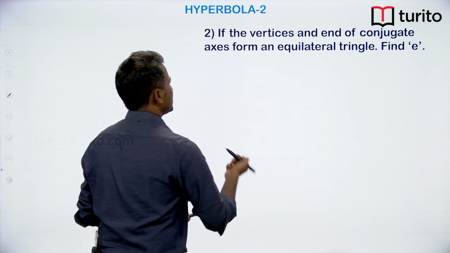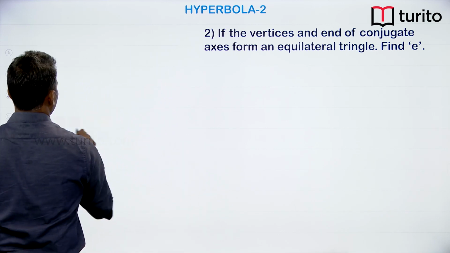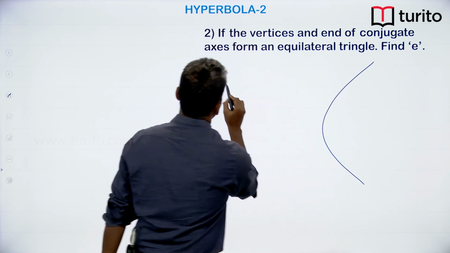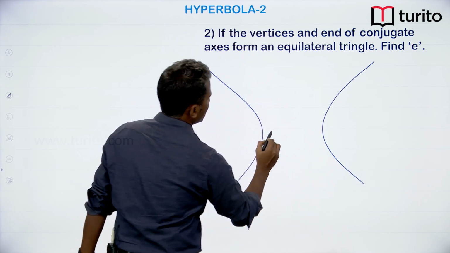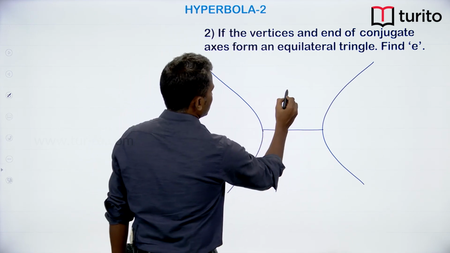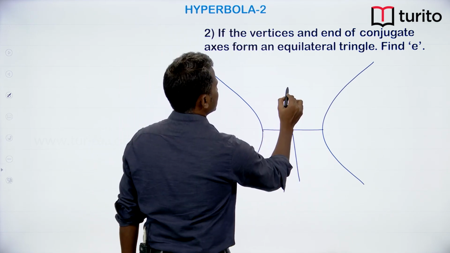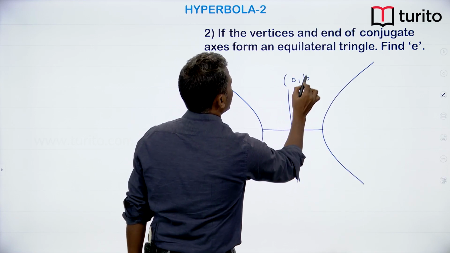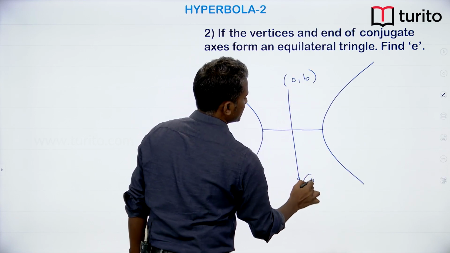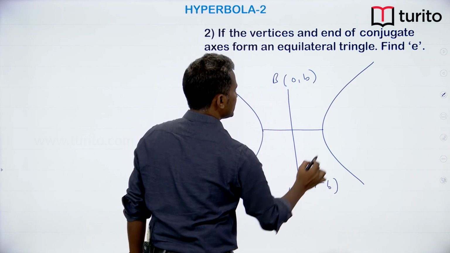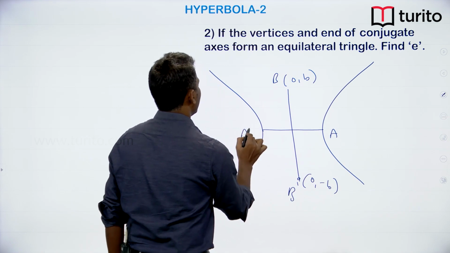So, here also let us take one setup. Let us say we have one hyperbola here and these 2 points are the vertices. Now, if I take the conjugate axis, this point becomes (0, b), this point becomes (0, minus b). We name this as B, this as B dash, this as A and A dash.